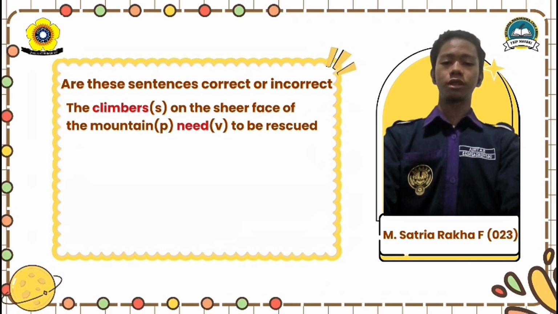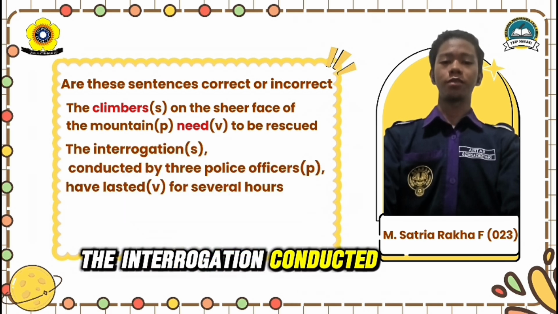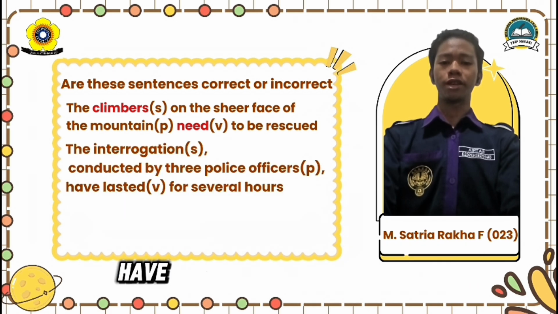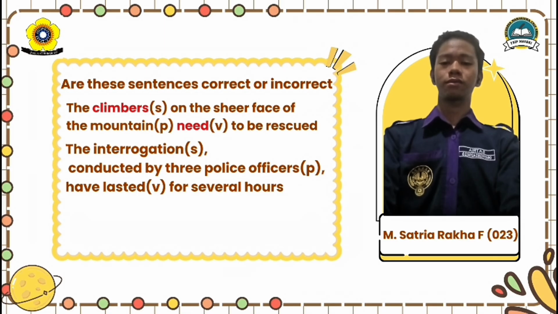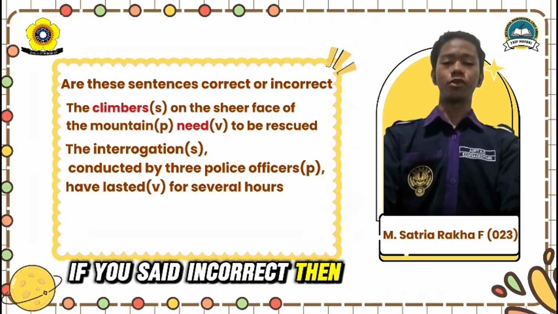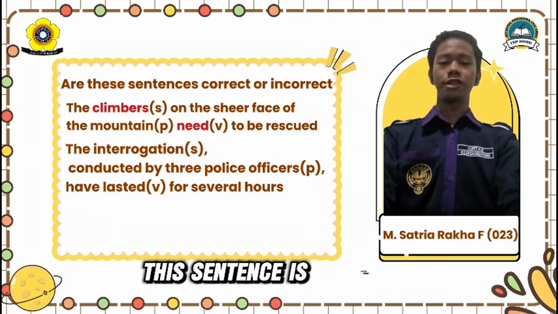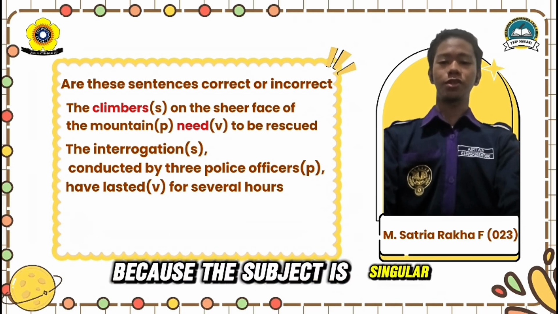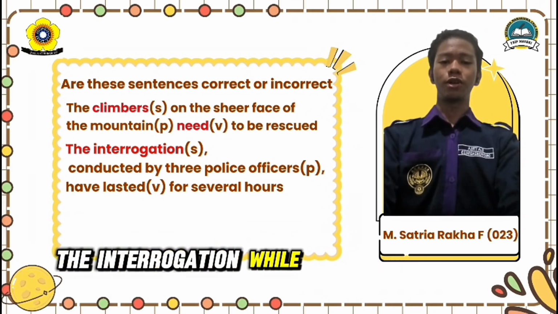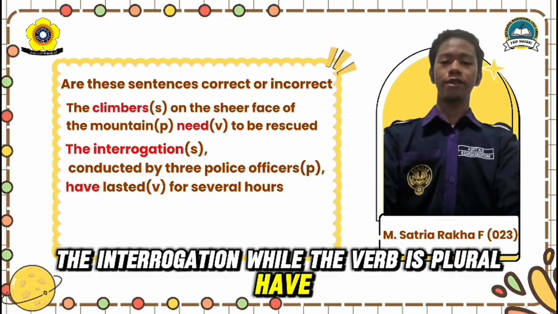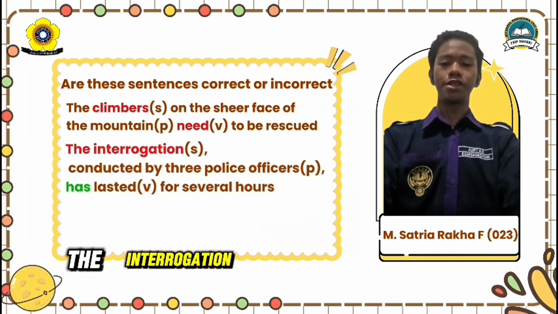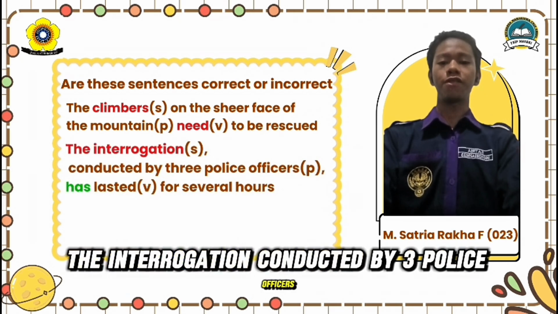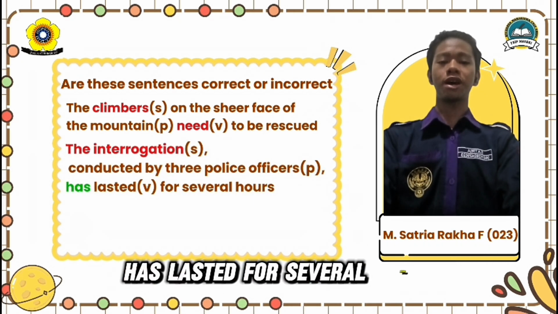Number 2. The interrogation conducted by 3 police officers have lasted for several hours. Is this sentence correct or incorrect? If you said incorrect, then you are right. This sentence is incorrect because the subject is singular, the interrogation, while the verb is plural, have. The correct sentence should be, the interrogation, conducted by 3 police officers, has lasted for several hours.